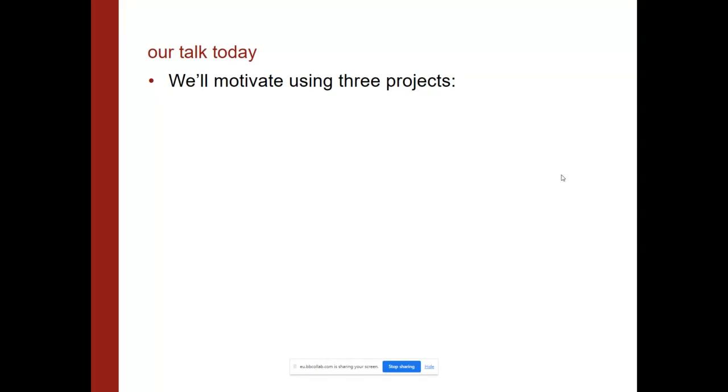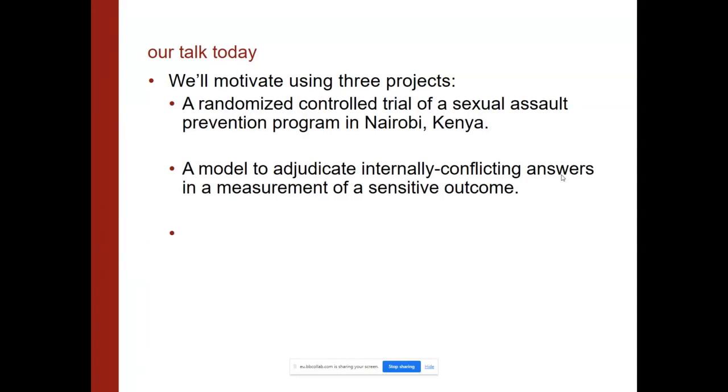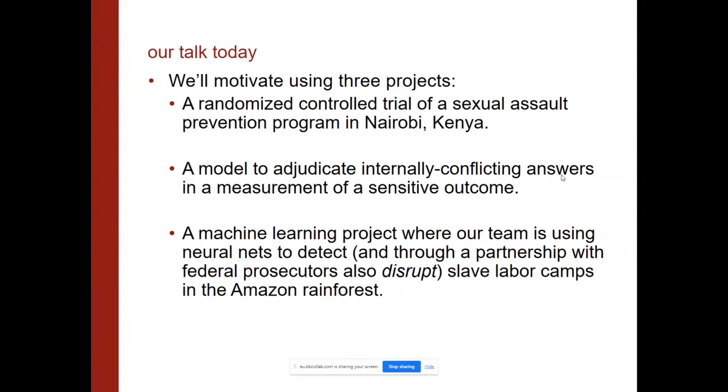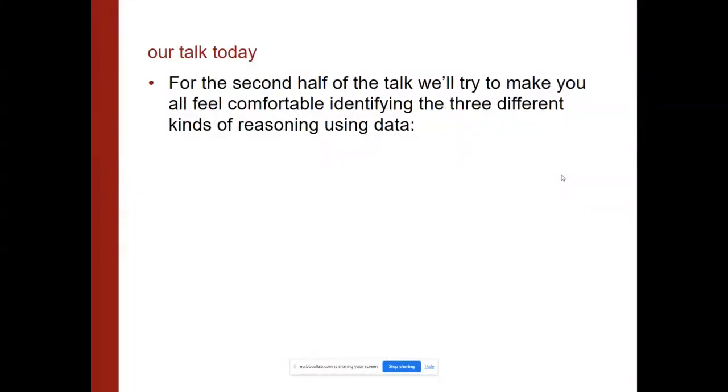So today, to make this concrete, we're going to start off with 3 projects: a randomized trial, a model, and a machine learning project, a convolutional neural net kind of thing. We're going to use these 3 studies because they largely use 3 different styles of data science, 3 different styles of reasoning using data.